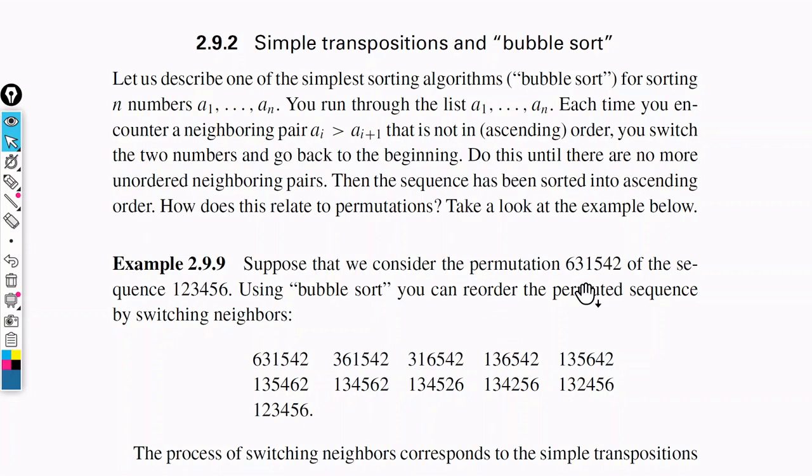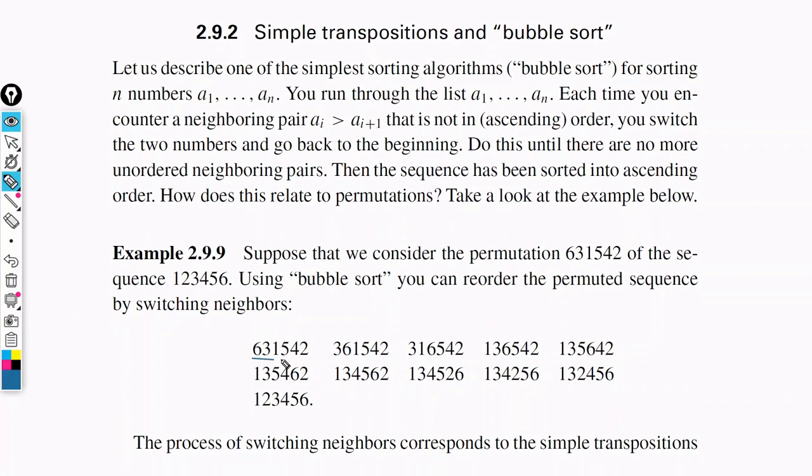Namaskaram. In this session, we will discuss more properties of permutations in S_n. Bubble sort algorithm is a simple algorithm for sorting a given set of n numbers in ascending or descending order. Here we consider the ascending order.